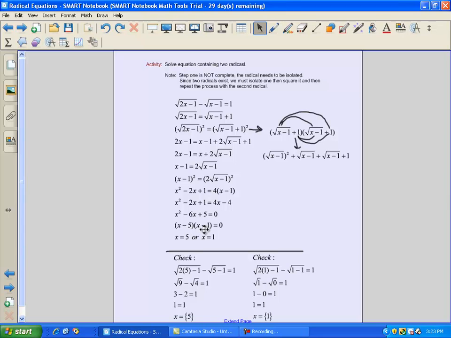But I didn't know that up here until I actually went down and checked. Checking is an important step, as we saw in the previous example. It is possible to get extraneous solutions, so we must remember to go ahead and do that for each and every problem.